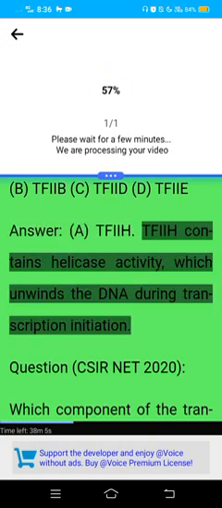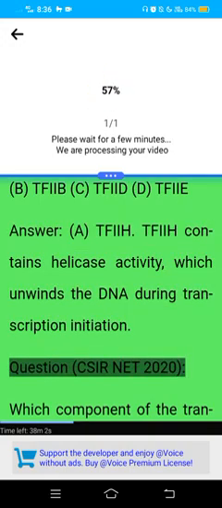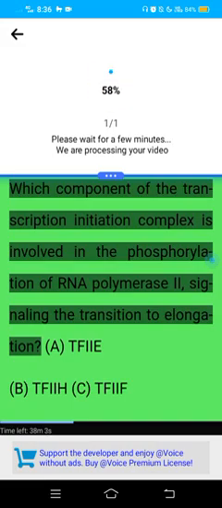A. TFIIH. TFIIH contains helicase activity, which unwinds the DNA during transcription initiation. Question. CSIR NET 2020. Which component of the transcription initiation complex is involved in the phosphorylation of RNA polymerase II, signaling the transition to elongation?